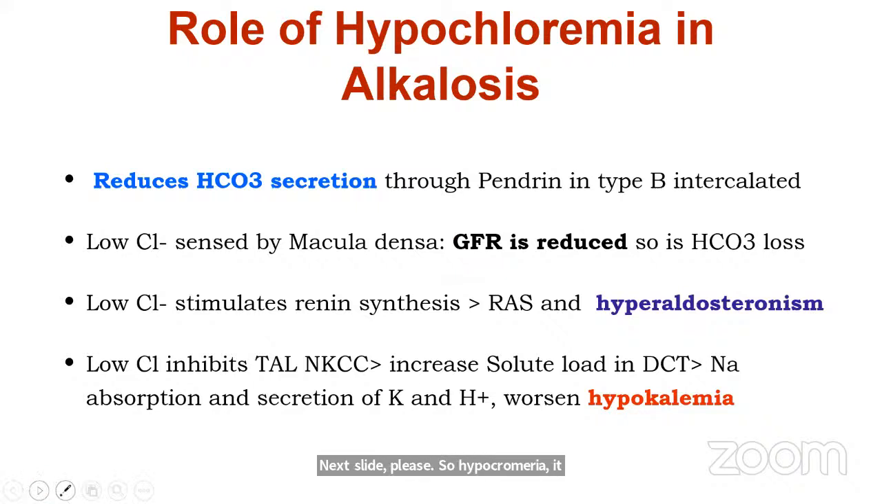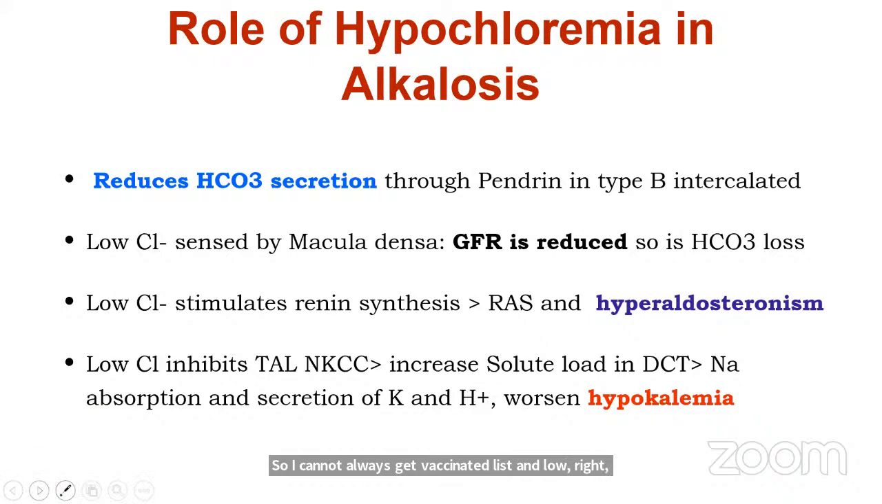One, it reduces the bicarbonate secretion. If you have low chloride in the lumen, there will be less bicarbonate secretion through the pendrin channel, as I've already discussed previously. So there will be less bicarbonate excretion. Another is that low chloride is sensed by the macula densa cells, and there will be reduction of the GFR, so bicarbonate will get excreted less. And low chloride will stimulate the renin-angiotensin system, and it will produce a state of hyperaldosteronism.